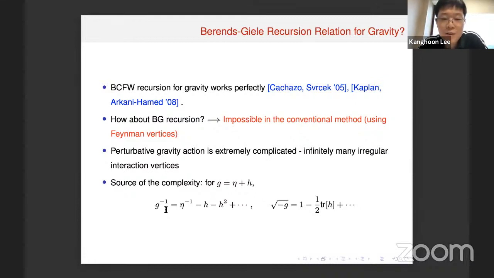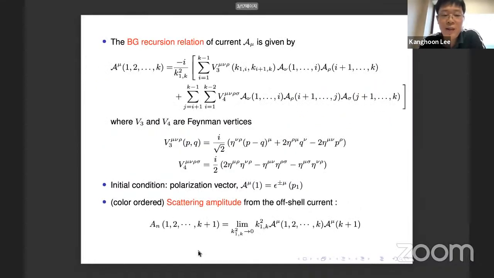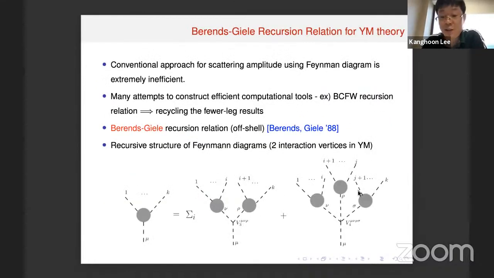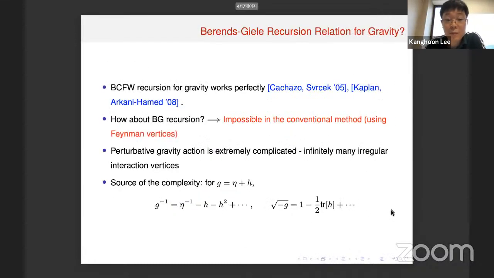So it is clear that it's impossible in this conventional way using Feynman vertices, because perturbative gravity is very complicated. And as you know, there are infinitely many irregular interaction vertices appearing there. So you cannot control them, and you cannot write it down in this way. There are infinitely many vertices, so we cannot have a proper recursion relation from this.